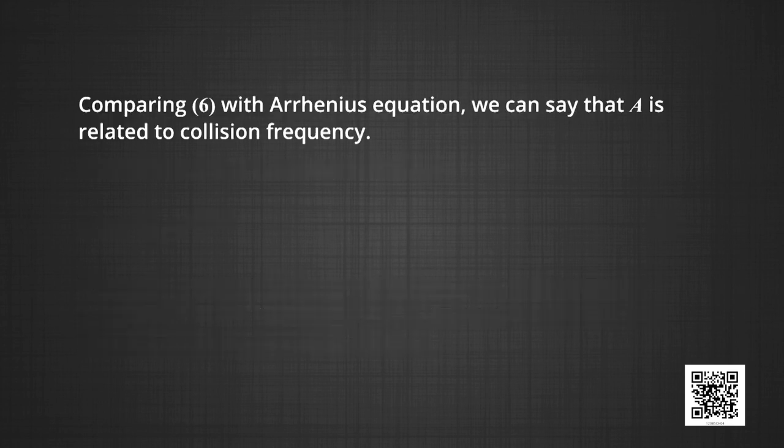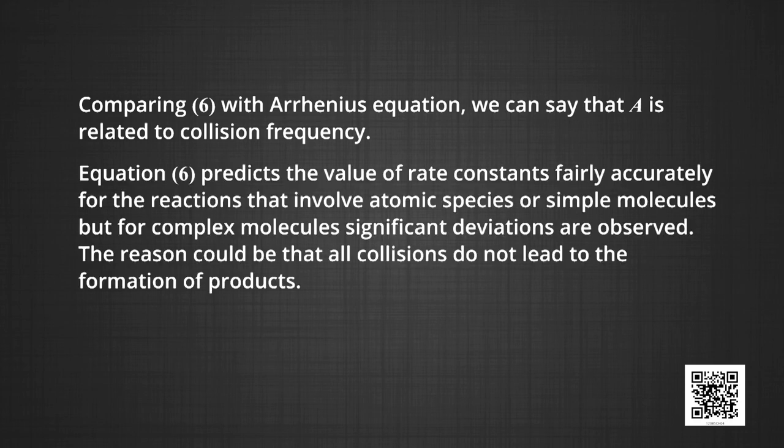Comparing equation 6 with the Arrhenius equation, we can say that A, that is the Arrhenius factor, is related to collision frequency. Equation 6 predicts the value of the rate constants fairly accurately for reactions that involve atomic species or simple molecules, but for complex molecules, significant deviations are observed.